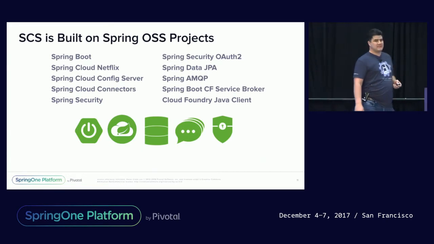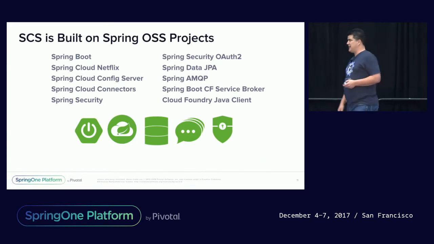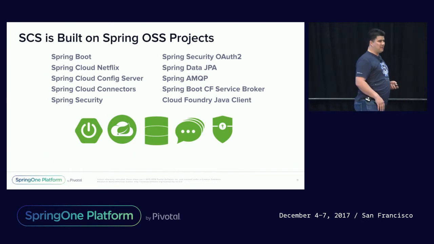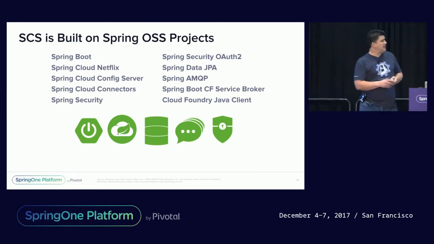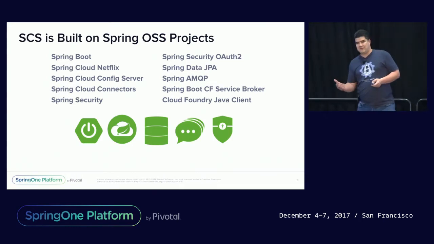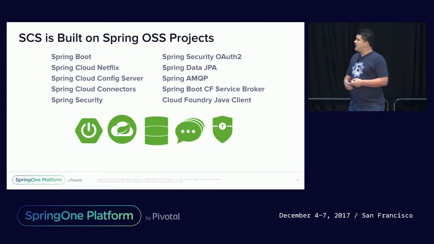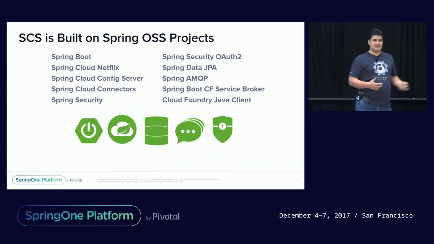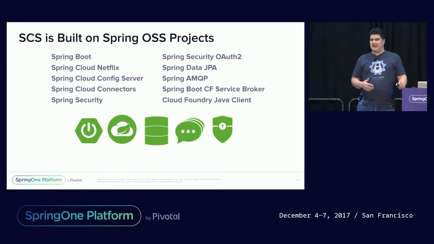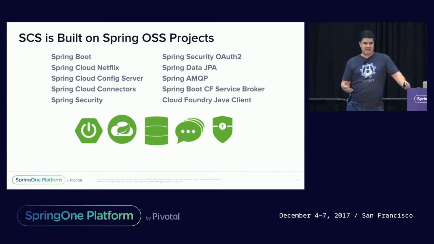Now, we stand on the shoulders of giants. There are many people at this conference that have created these cool things, including Craig Walls and some of the other folks, Josh Long. Spring Boot, Spring Cloud, Netflix, config server, connectors, Spring Security for the OAuth flows. We have AMQP because we actually use Rabbit in some of our services. You have a lot of projects here that enable us to make something like Spring Cloud Services.